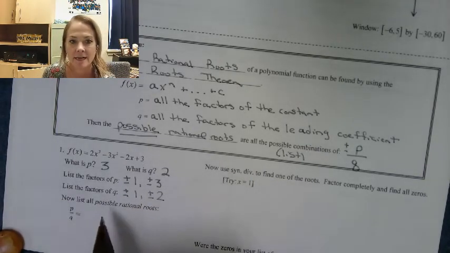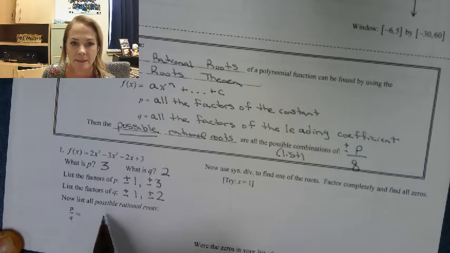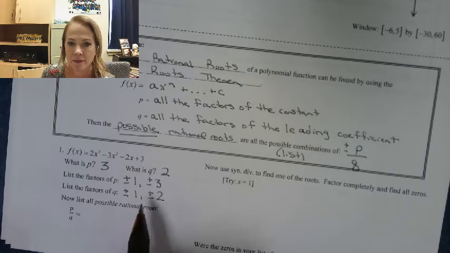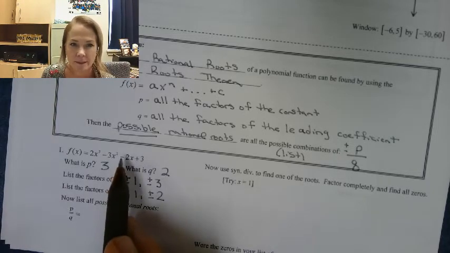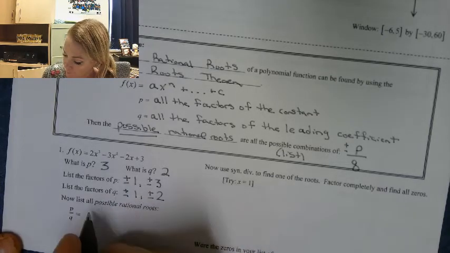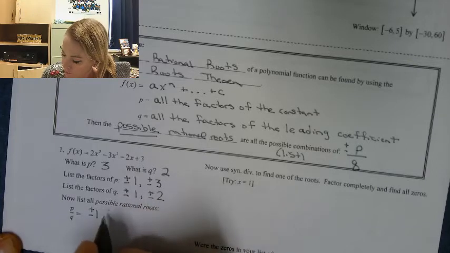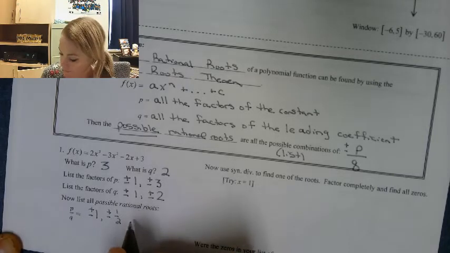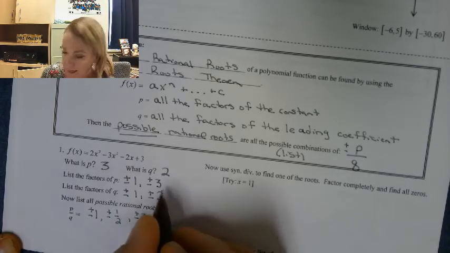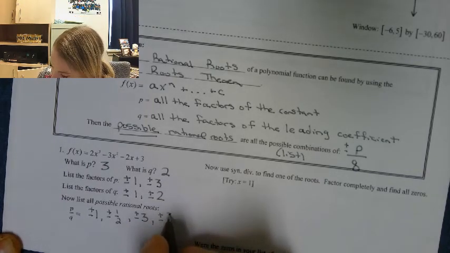So any possible rational root, any solution that's going to be an integer or a fraction, must be in this list. For example, there's no way 5 will be a solution here because it's not going to be in that list. So let's do plus or minus 1 over plus or minus 1, which is plus or minus 1; plus or minus 1 over plus or minus 2, which is plus or minus 1 half; plus or minus 3 over plus or minus 1, which is plus or minus 3; and plus or minus 3 over plus or minus 2, which is plus or minus 3 over 2.